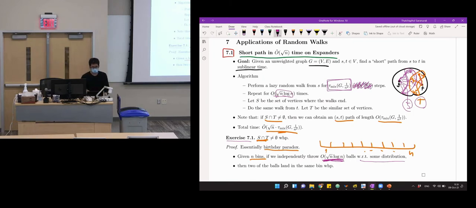And then we say that if the set from S and the set from T are big enough, like square root n, then they're going to intersect, and I just said that it's by the birthday paradox. Do you need more? Do you feel like you need more details on this? So this is fine. Yeah. All right. Good.